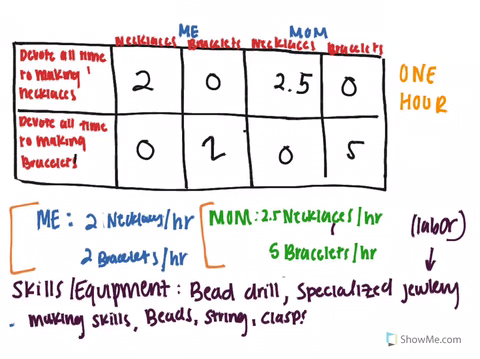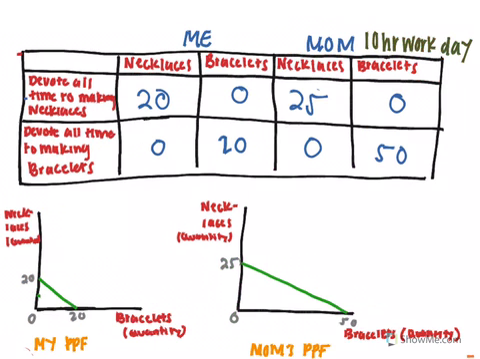Alright, now the skills and equipment that we would need for producing bracelets and necklaces would essentially just be labor and technology, the labor coming from my mom and myself. And this labor is actually specialized, right? Specialized jewelry making skills. And then the materials would be the beads, strings, clasps, and the equipment, aka the technology in this instance, would be a bead drill in order to make holes inside the beads so we could string the beads together.